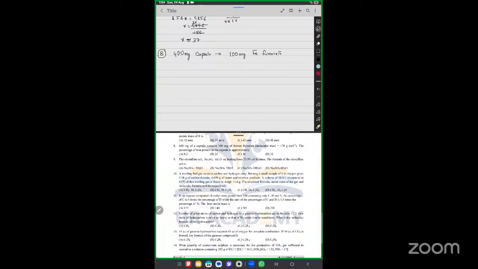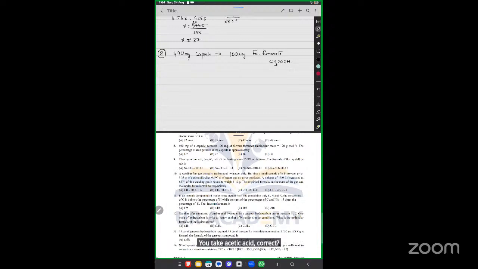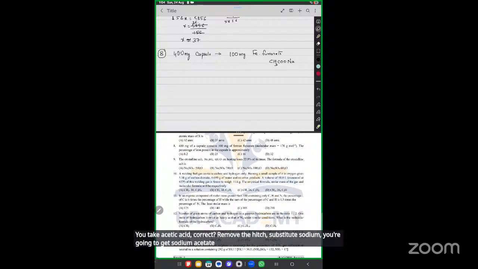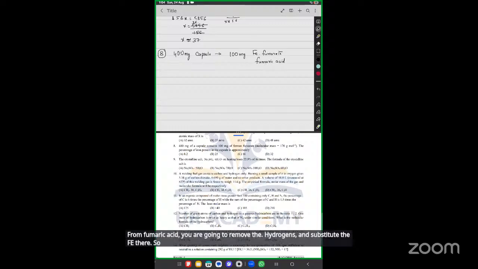What is ferrous fumarate? See, you know sodium acetate. How is sodium acetate obtained? You take acetic acid, remove the H, substitute sodium, and you get sodium acetate. Similarly, we take fumaric acid, remove the hydrogens and substitute the Fe there. So you get ferrous fumarate.